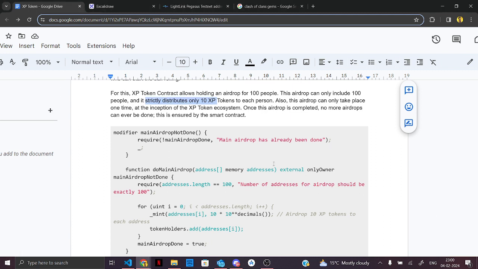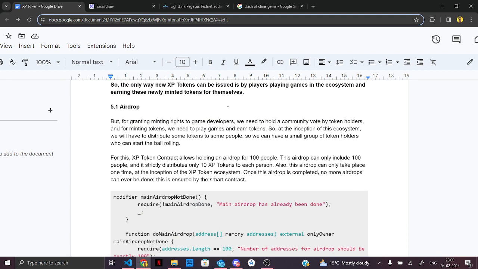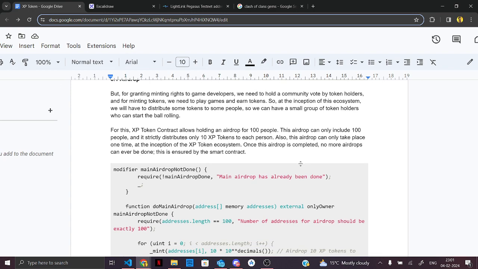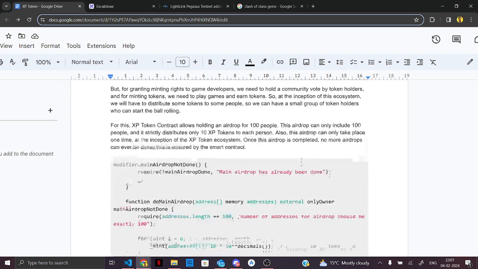So now you can see that the airdrop is a very strict process in this ecosystem, and it happens only one time, for only 200 people, and only 10 XP tokens. Once the airdrop is completed, no more airdrops can ever be done. This is ensured by the smart contract.